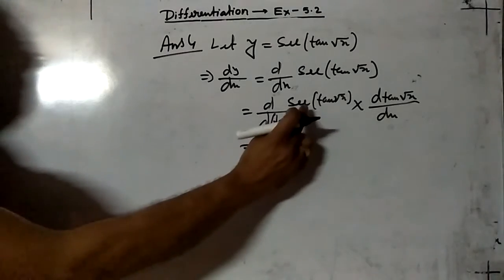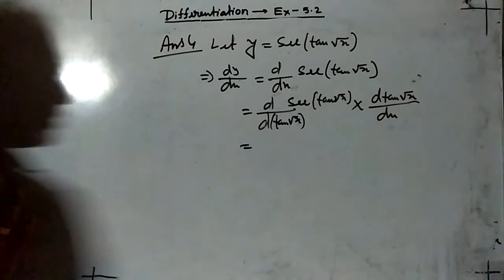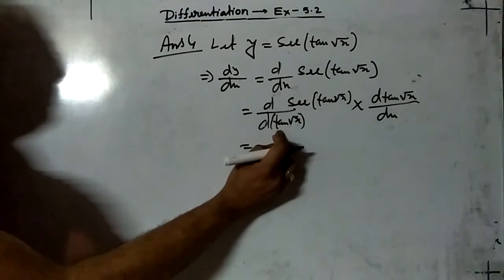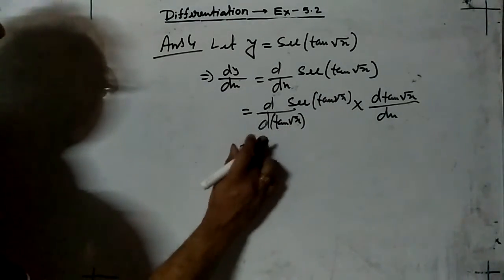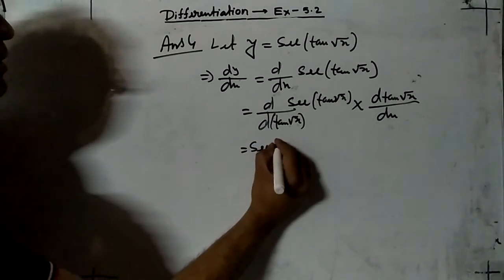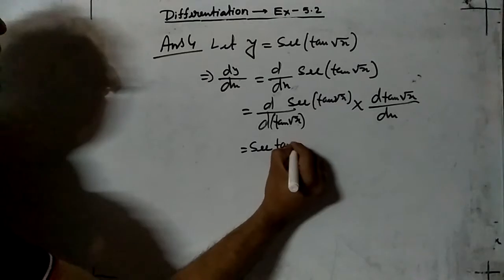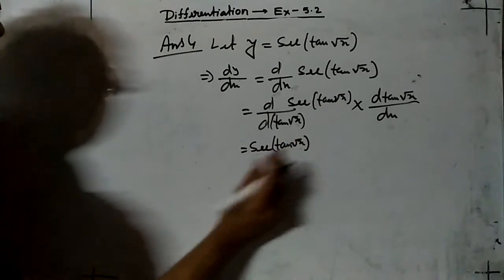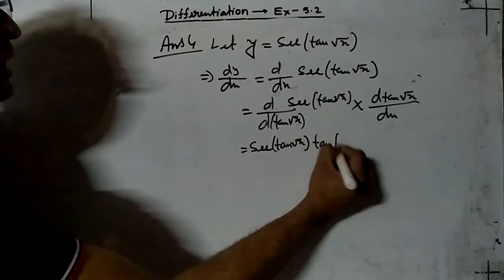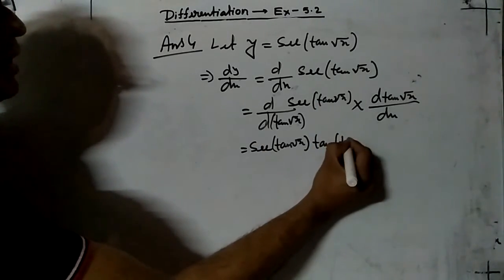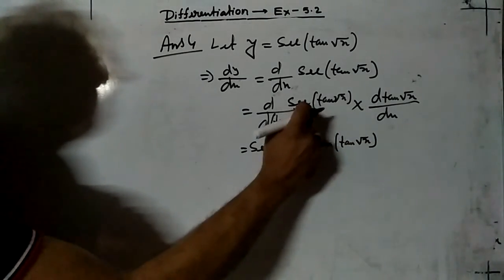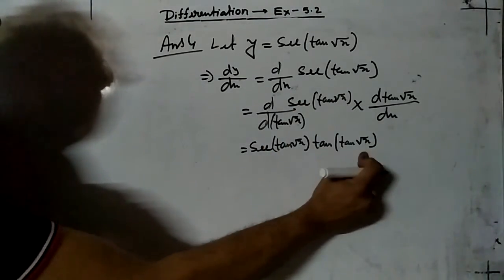Now we know that the derivative of sec x is sec x tan x, right? So sec of tan root x with respect to tan root x will be sec of tan root x times tan of tan root x. That means sec x tan x, where in place of x it is tan root x. The derivative of sec x is sec x tan x.